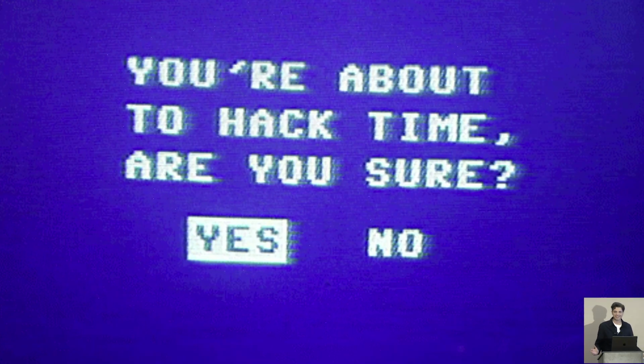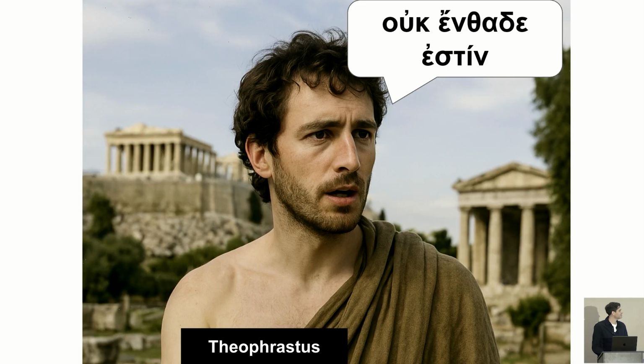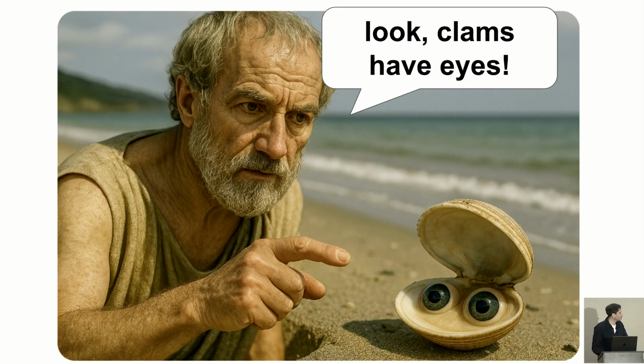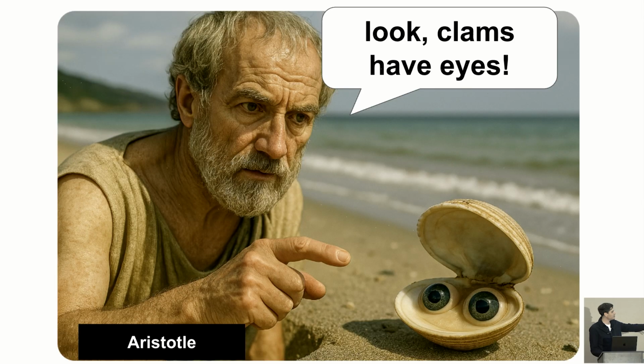So we're going to hack time a little bit, and I hope you're ready to do this. We're going to go back in time, talking about temporal logic. Let's go back to ancient Athens. This is Theophrastus. Theophrastus says he's not here. Okay, we're going off to the island of Lesbos. Great. Look, clams have eyes. Just so you guys know, I have been using AI slop to generate these images. I asked the AI to produce anatomically correct mollusk eyes, but it made them blue. They don't actually look like that, but they are blue.